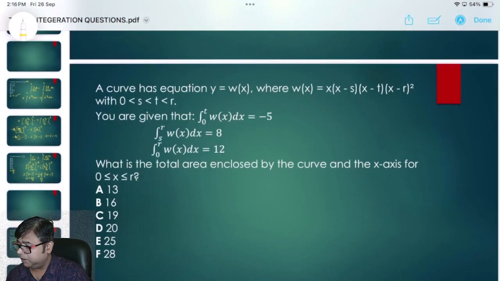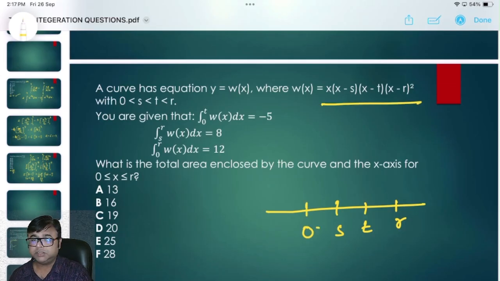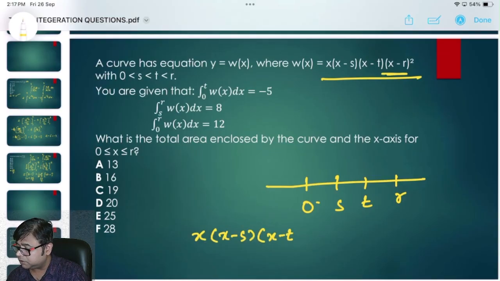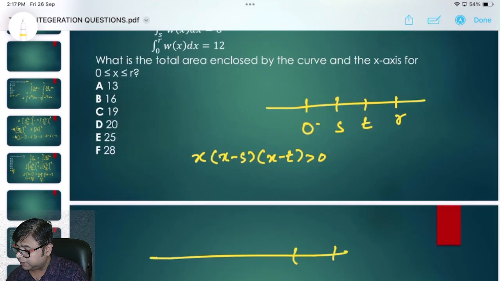Here it says again something similar. So first let's understand the roots. The greatest is r, then we have t, then we have s, then we have 0. These are the four roots of this expression. Now, in order to find wherever it is positive, since there's a square on this, what needs to be positive? x into (x minus s) into (x minus t) should be positive. And if I put it on a number line, r is here, t is here, s is here, and 0 is here.